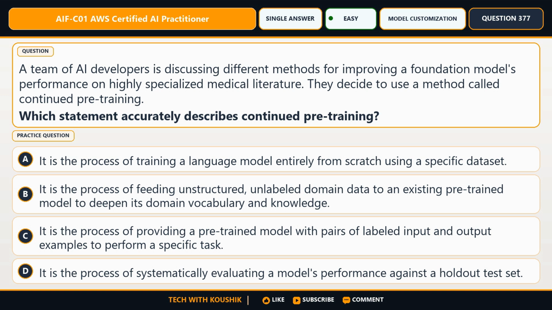Focus on which option satisfies the complete requirement. Option A. It is the process of training a language model entirely from scratch using a specific dataset. Option B. It is the process of feeding unstructured, unlabeled domain data to an existing pre-trained model to deepen its domain vocabulary and knowledge. Option C. It is the process of providing a pre-trained model with pairs of labeled input and output examples to perform a specific task. Option D. It is the process of systematically evaluating a model's performance against a holdout test set.